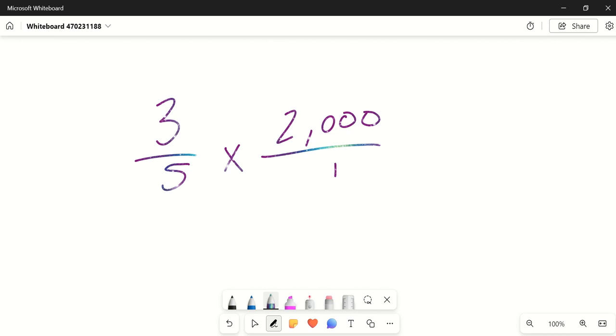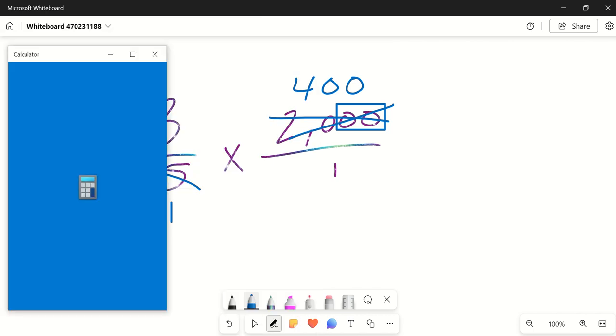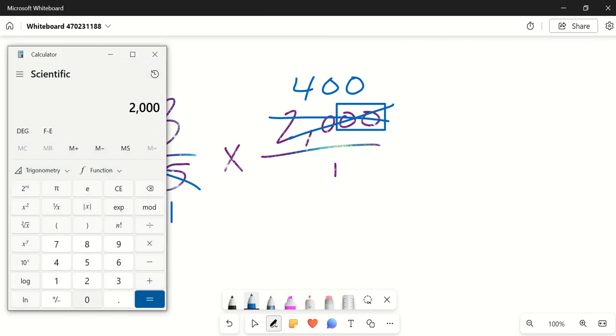You can cross simplify before doing this. 5 divided by 5 would be 1. And remember, we kind of annex this. This would become 400, if I'm not mistaken. And you can always use your calculator. So I think 2,000 divided by 5 is 400.